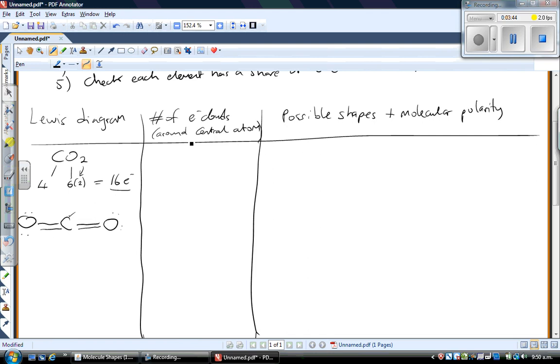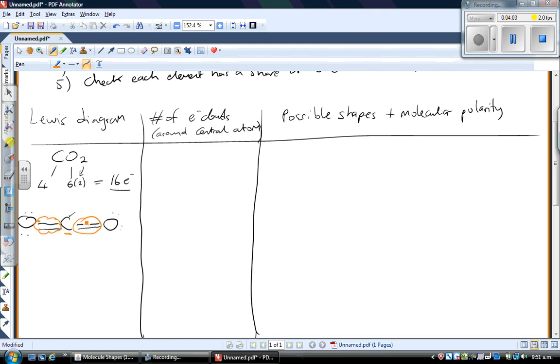Now the next step is to count up the number of electron clouds, and I'm just going to use a different color for this. Electron clouds are essentially areas of electron density which surround the central atom. So the central atom in this case is carbon. Now this double bond makes up 1 electron cloud, and this double bond here makes up another electron cloud.